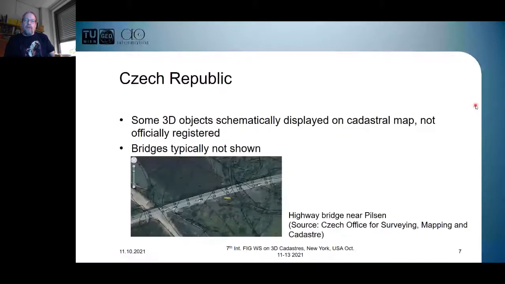In the Czech Republic, it is possible to represent 3D objects schematically on the cadastral map, but that's only done for some three-dimensional objects, and bridges are typically not part of that. What we do see here is, again, pillars of the bridge shown in the cadastral map because they are connected to the ground. The bridge itself is invisible in the cadastre, and that's a highway bridge near Plzeň, so it's also a quite important bridge.